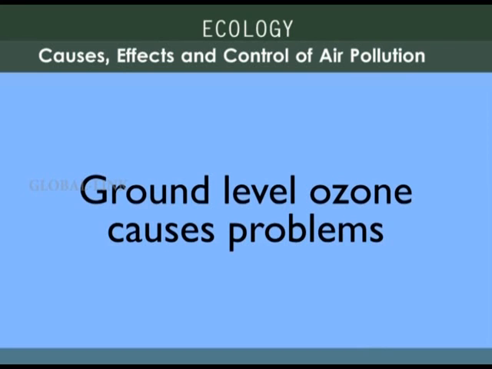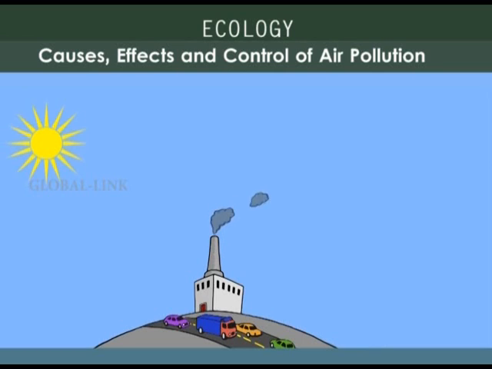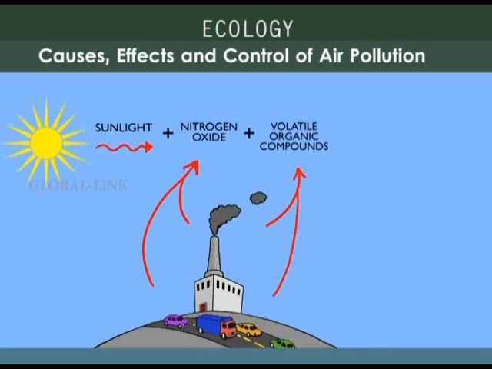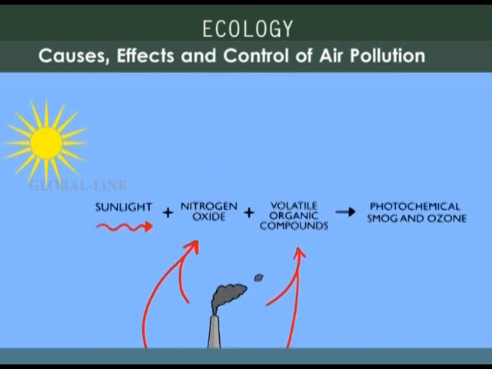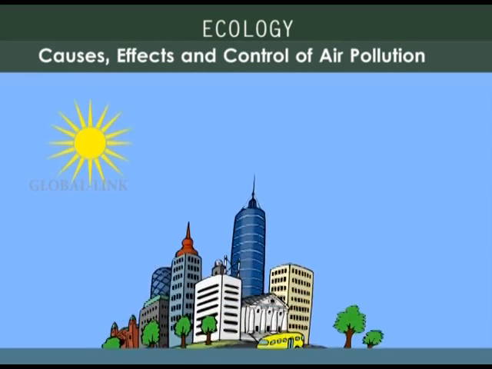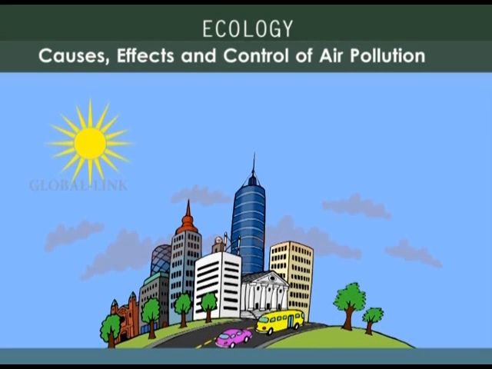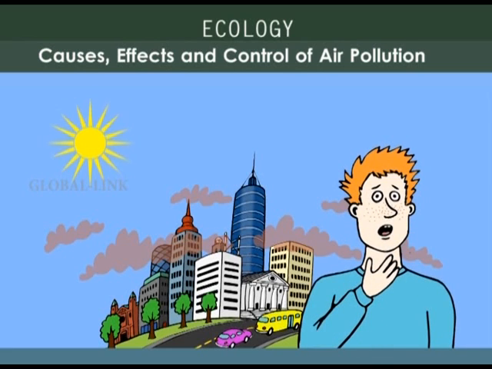However, ground-level ozone causes problems. It does so by a chemical reaction which is triggered by absorption of light. The reaction between nitrogen oxide and volatile organic compounds leads to formation of photochemical smog and ground ozone. This is seen mostly in summer and can appear as an orange-brown haze over the city. This smog and ground ozone cause breathing problems, can trigger asthma attacks, and lead to lung diseases.